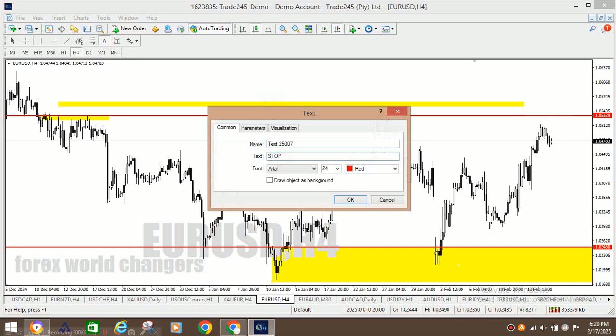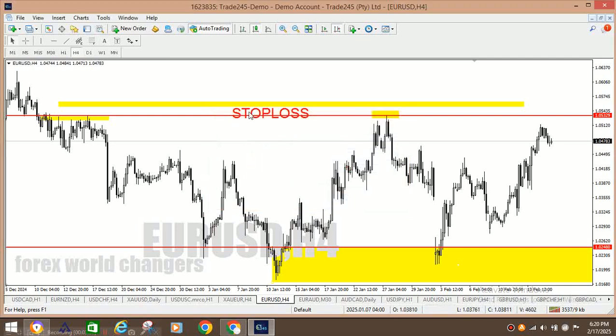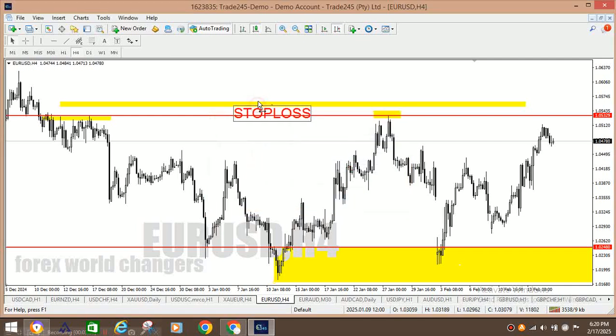Stop loss. There's a lot of stop loss at this point. So there's a lot of stop loss going here. I know that the market makers know that there's a lot of stop loss at this zone. So they have to trigger these stops at this point because this is a highly significant zone. So I know that the price has to come here and trigger those stop losses.